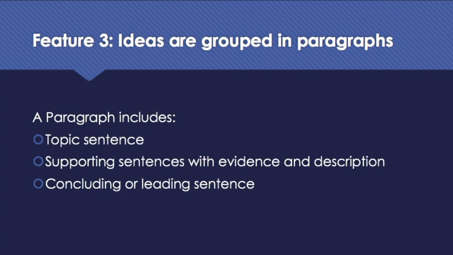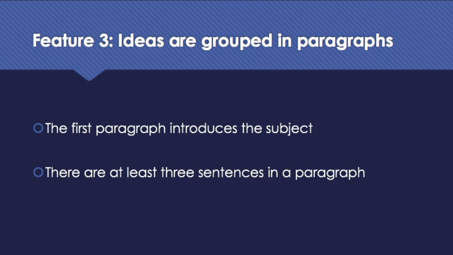Ideas are grouped in paragraphs, so you do need to write in not just sentences but paragraphs. Each paragraph includes a topic sentence, a supporting sentence, or possibly more than one, with evidence and further description to expand on the main topic of your paragraph, and then a concluding or leading sentence. So if you're finishing off that section of your explanation, you just conclude, sum up what you've said in that paragraph. If you're still continuing to another paragraph with more information within that section, the last sentence of the first paragraph should sort of lead into the next one in a linking or leading sentence.